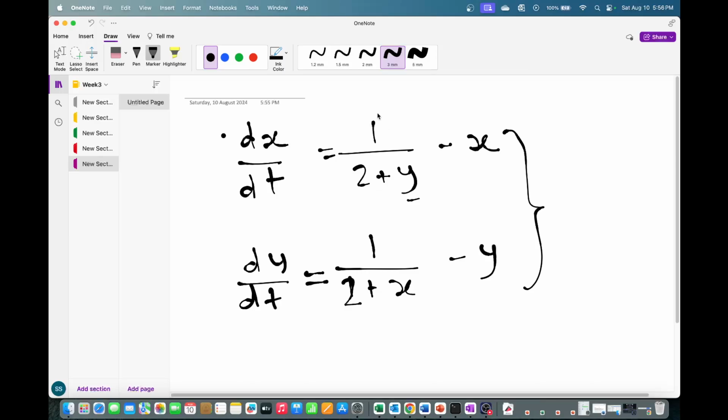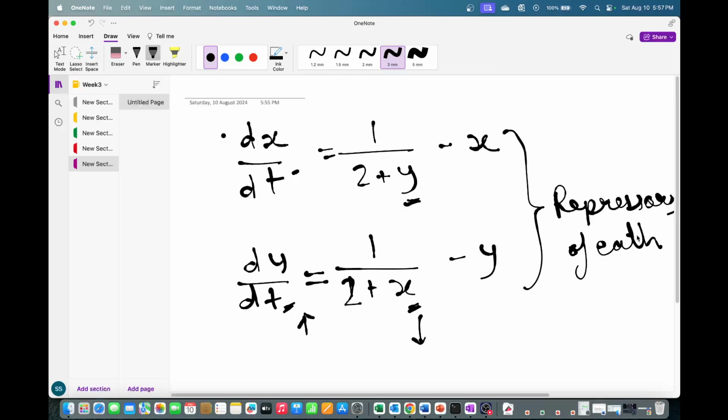No, because it is a reciprocal. If y increases, dx/dt decreases, and if y decreases, dx/dt increases. Same is the situation for dy/dt and x. If x increases, dy/dt decreases. If x decreases, dy/dt increases. So these are acting as repressors of each other, right?